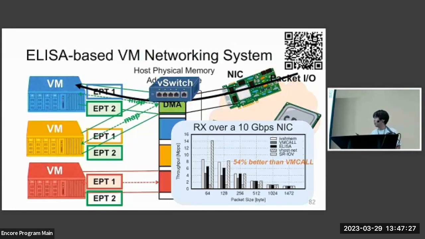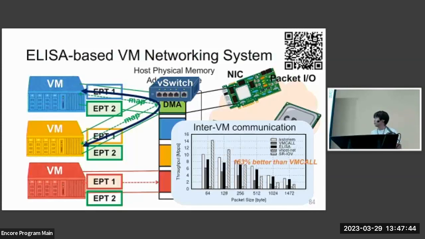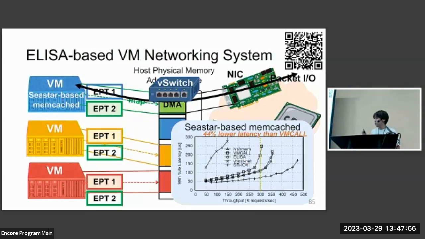For RX from the network card, we could achieve 54% better throughput compared to the VM call-based host interposition. For TX, we could have 49% better throughput at maximum. For the inter-VM communication, we could have 163% better performance, because there is no throughput limit of the network card here. Afterwards we tested the application memcached, which is based on Seastar, a high-speed network stack built on top of DPDK, so it's faster than a normal network stack. At 300 kilo requests per second throughput, it could have a 44% lower 99th percentile latency. This shows that the ELIZA-based networking system can bring performance benefit to applications.